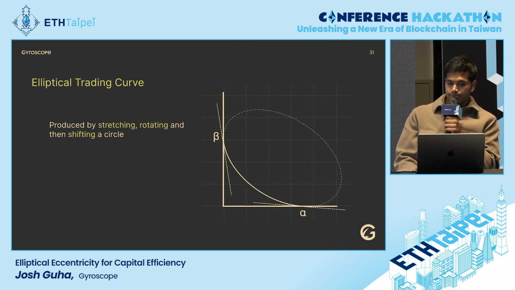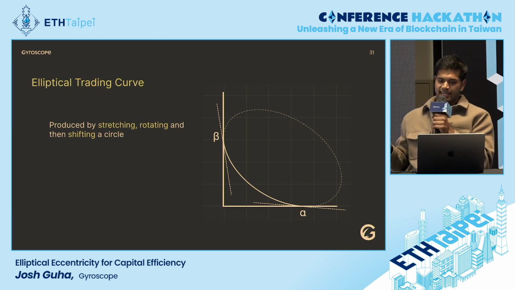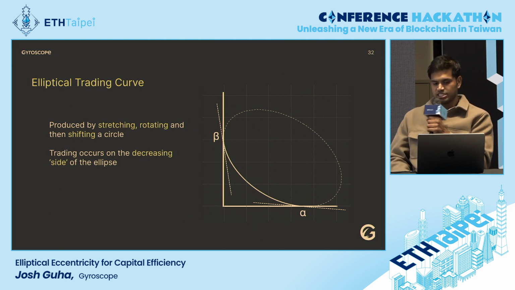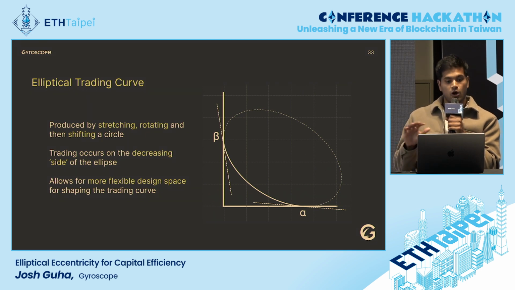Gyroscope's brand new elliptical concentrated liquidity pool represents a step forward in AMM design and innovation. The trading curve is actually part of an ellipse that is constructed by applying a series of linear transformations on top of a circle. First, we take a circle centered at the origin, we stretch it, rotate it, and finally shift it. The trading then occurs on the part of the ellipse which is monotonically decreasing. The ECLP provides pool constructors a greater number of parameters to tinker with and optimize the shape of the trading curve for optimized capital efficiency in the specific market use case.